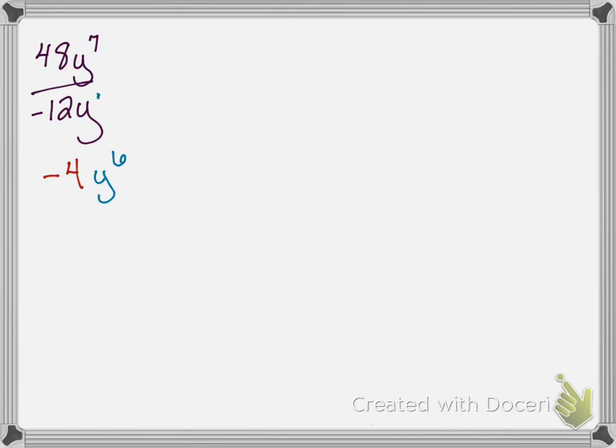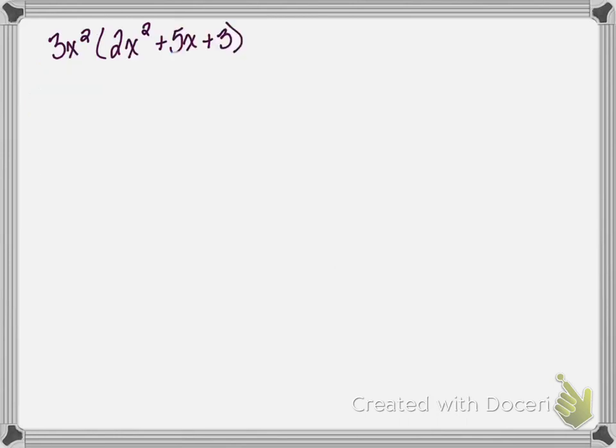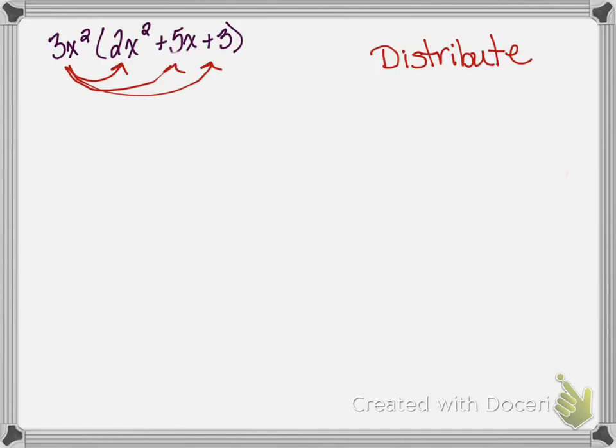Okay, so we're gonna use these properties as we start to multiply. Now, this is the distributive property. This property right here is the distributive property. And so what we have to do here is give this 3x squared to everything inside that parentheses. And pay attention to your positives and your negatives.